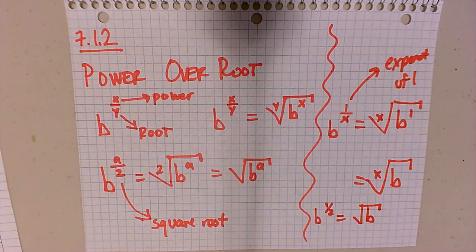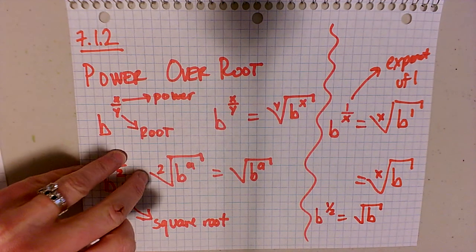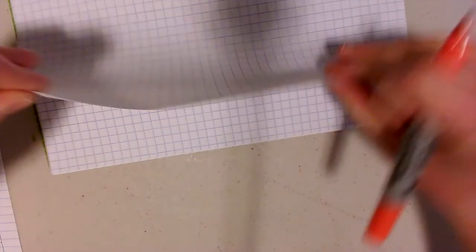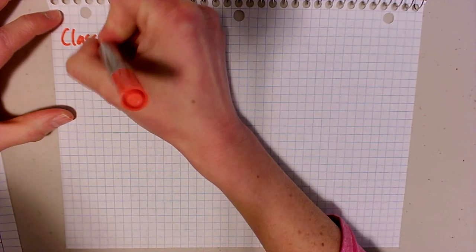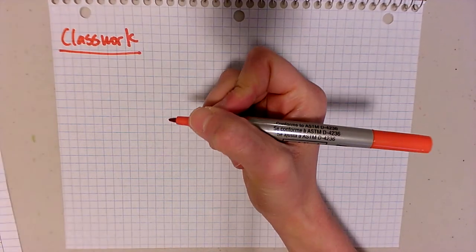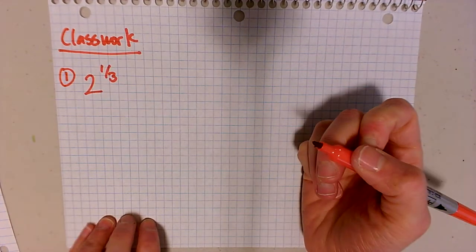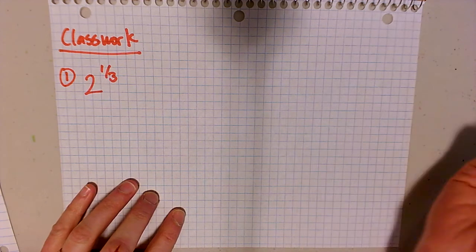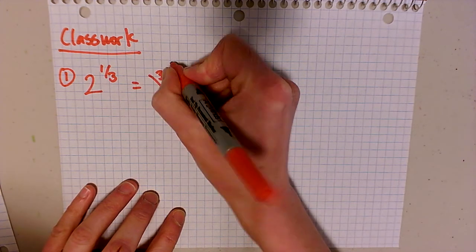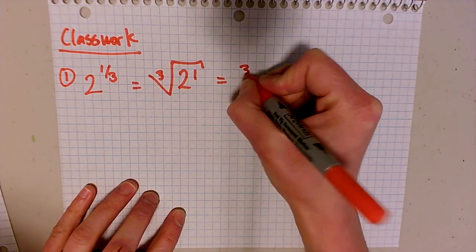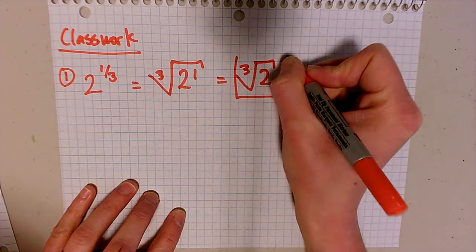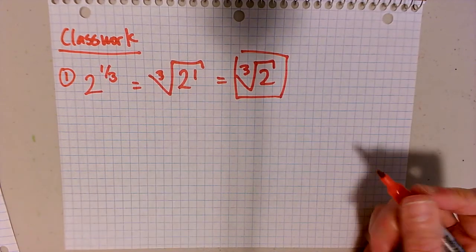So now we're just going to go ahead and convert some things. We'll jump down to the classwork, and I'll start doing those examples. For number 1, we have 2 to the 1/3, and we have to rewrite this as a radical expression. Remember, power over root, so this is the cube root of 2 to the 1, which is just the cube root of 2, because when we have an exponent of 1, we don't have to write it.